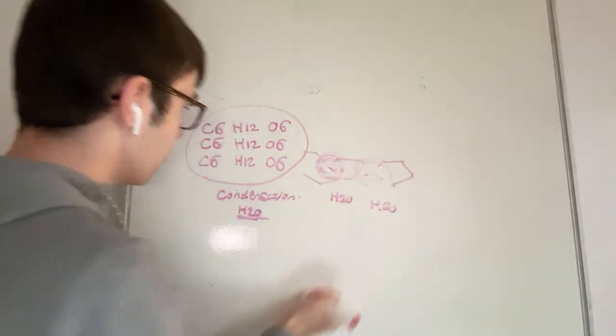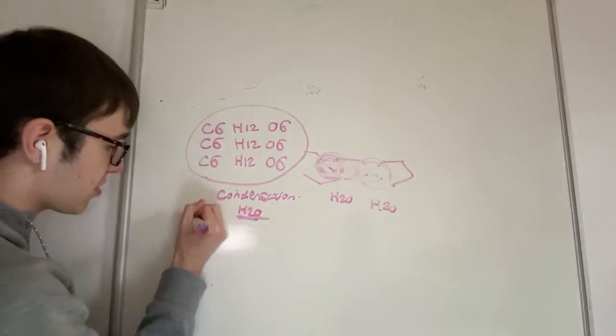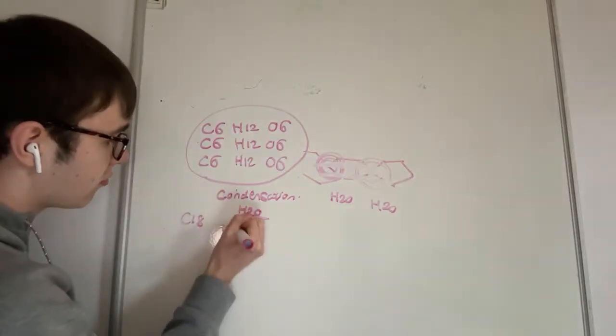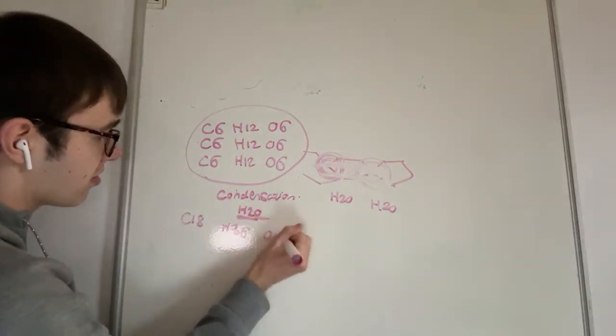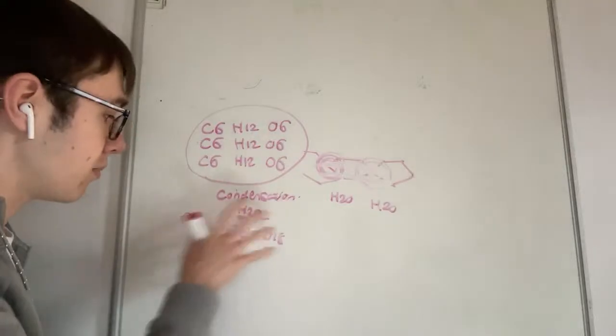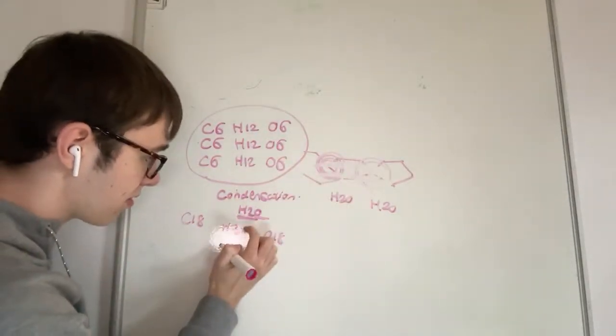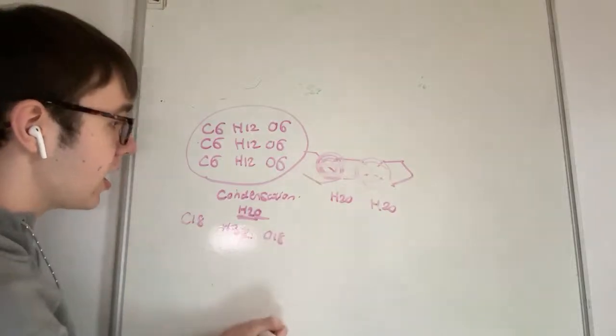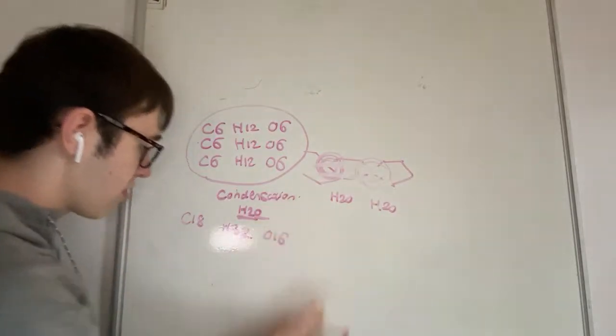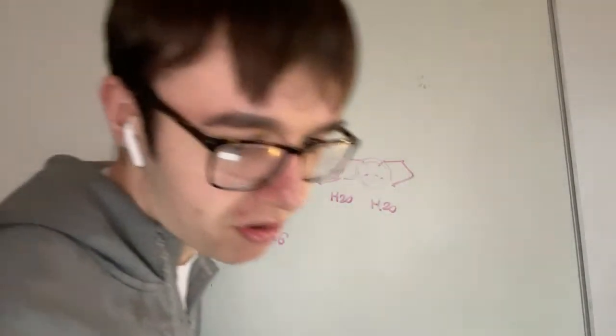H2Os. So what we do is we add them all up. So that's C18H36O18. Because it's all of them combined. But we subtract 4 hydrogen. So that's 32. And 2 oxygen. So 18, 32, 16. And that should be the correct answer. 18, 32, 16.